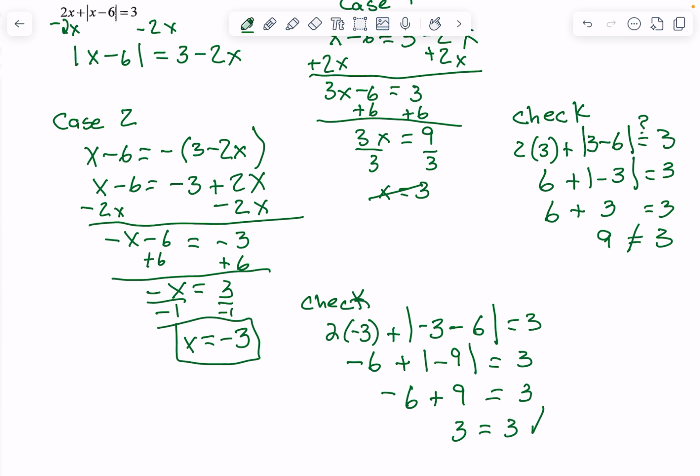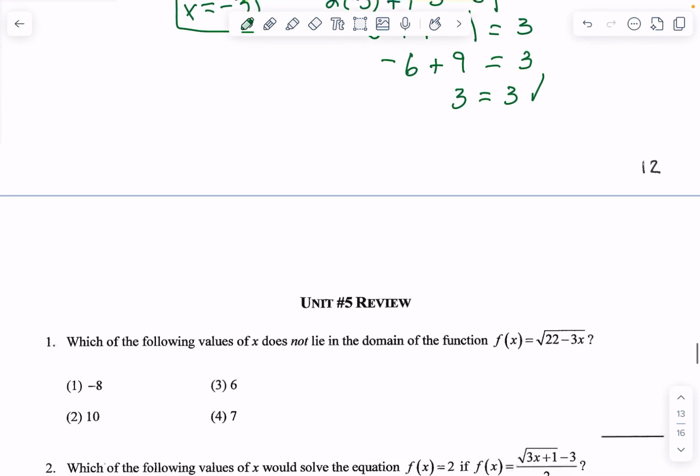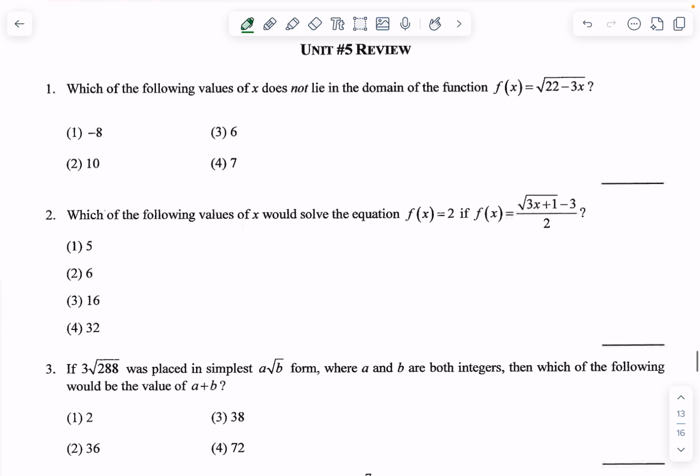Okay. Let's go on. Unit 5 review. Square root equations, huh? All right. So which of the following does not represent the domain? Remember, underneath a radical sign, what's under has to be greater than or equal to 0. Let me write it another way. 22 minus 3x has to be greater than or equal to 0. Okay, now you can solve this, all right? We've got to be careful, right?